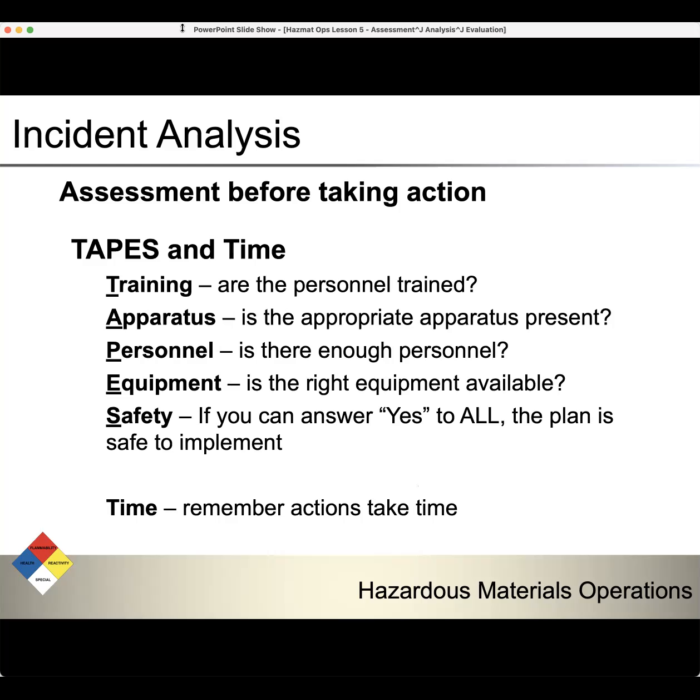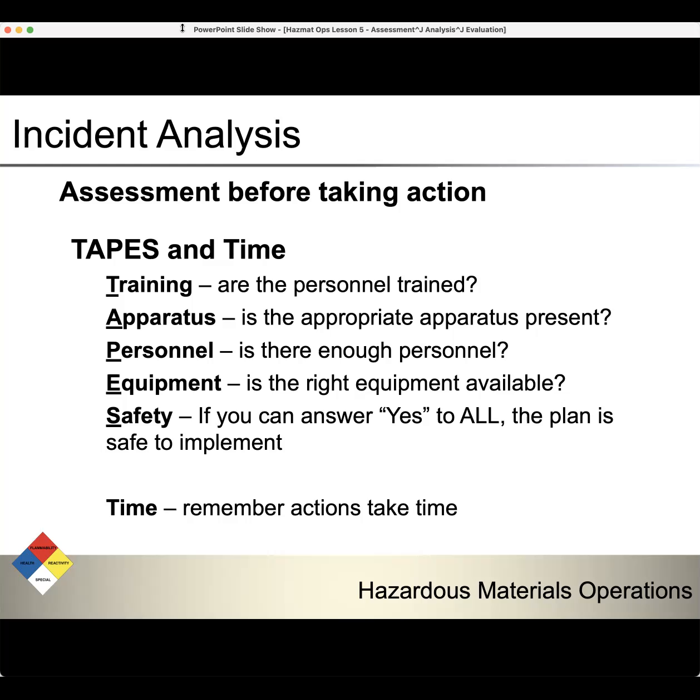A way to remember all the things you need before taking action is TAPES plus time. So what's TAPES stand for? Training. Do you have the training to perform the tasks which need to be accomplished? Do you have the apparatus present? Is there enough personnel? Do you have the right equipment? And can you do it safely? If you can answer yes to all of those, then the plan is safe to implement.